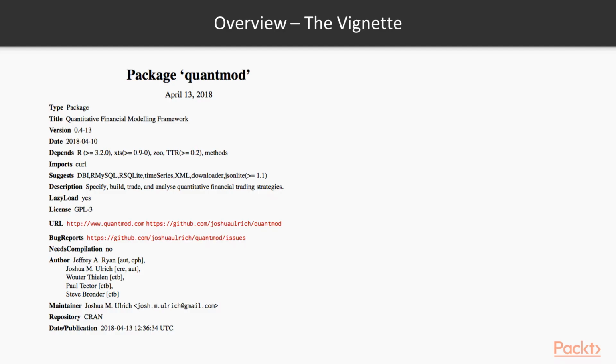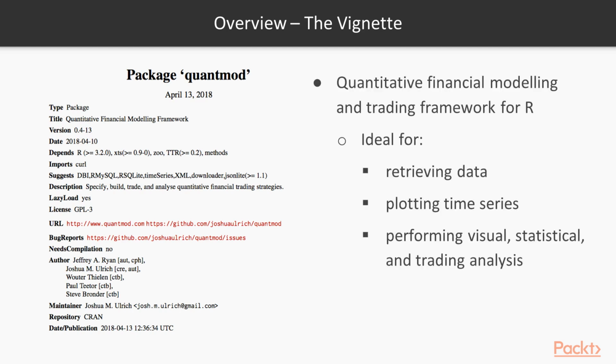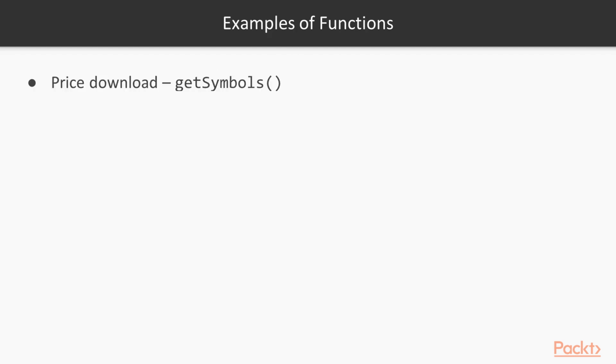Now let's move on to the vignette, which you had previously seen on the R console found under the help page. On the right-hand side, I've listed what Quantmod is actually ideal for and where we can use it. Firstly, retrieving some data, stock prices, then plotting these in a time series, as well as performing some statistical analysis on this data.